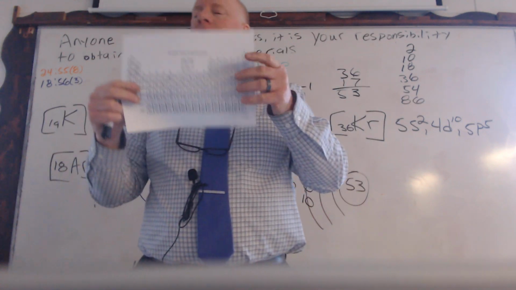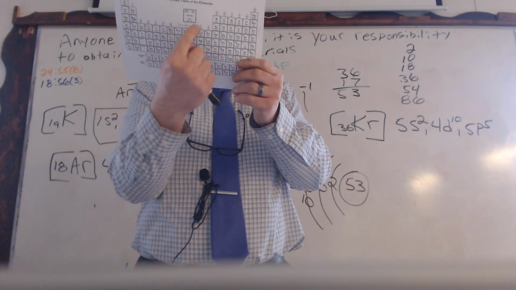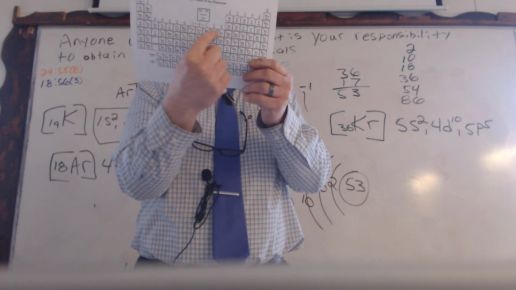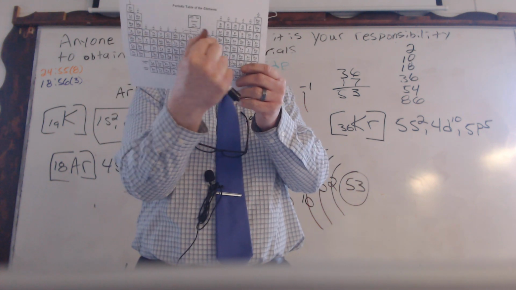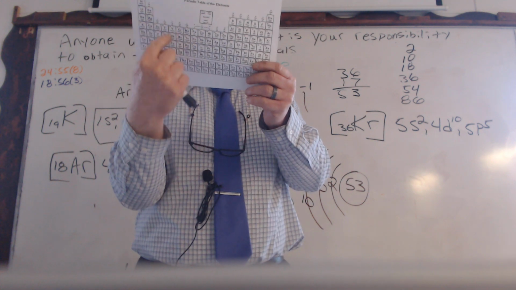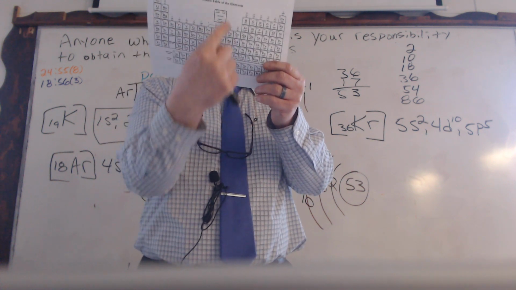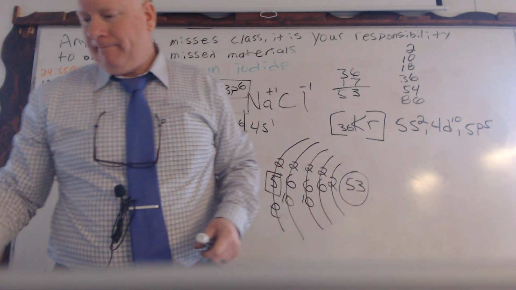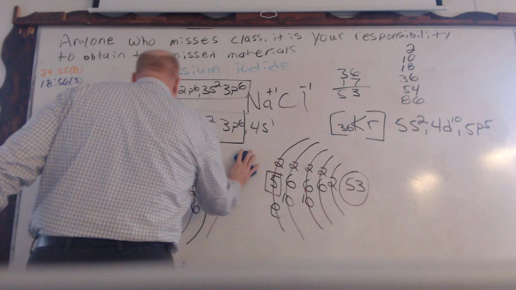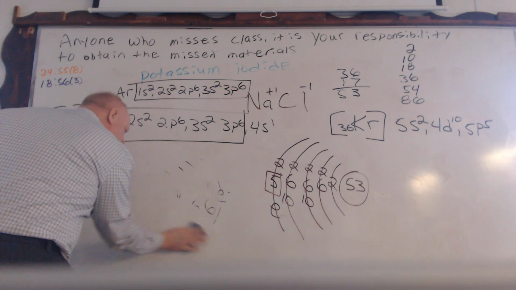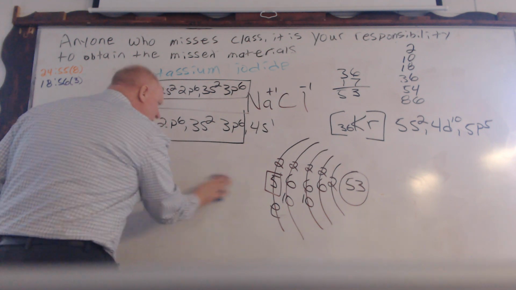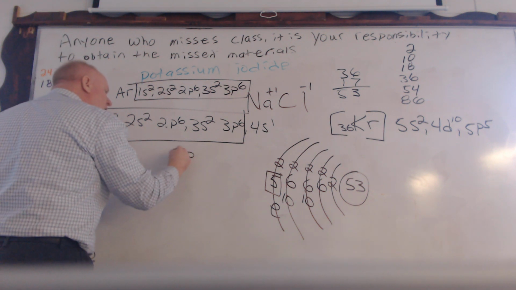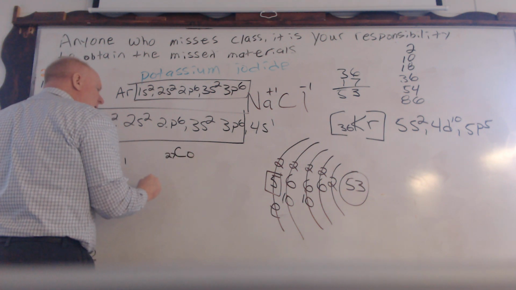So, pick any element in this 3D block. Remember, this is the period, and the D block has vertical columns in it. 27. Is that cobalt? Okay, so this is the element that we're doing.